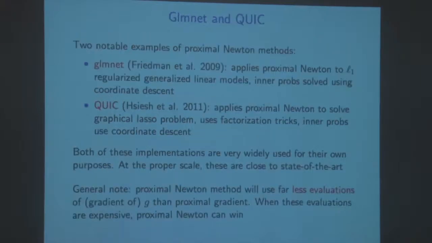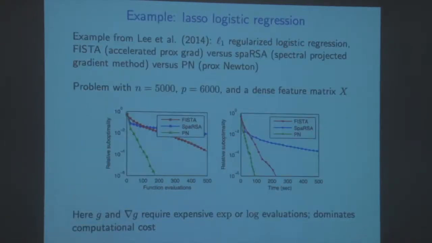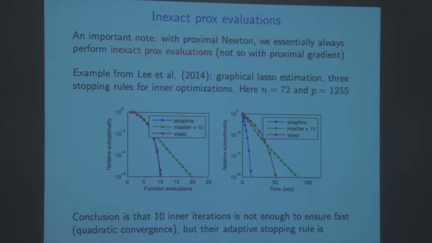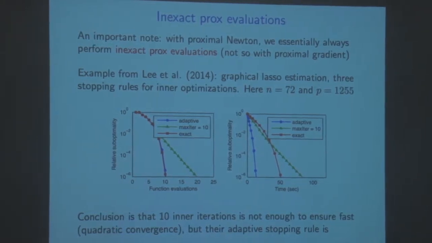I'm going to skip through the proof sketch, skip through GlimNet and Quick. Let me just tell you this, which is important. When you go to apply proximal Newton, unlike proximal gradient, your prox evaluations will almost always be inexact, right? Because the subproblem you're solving is not one that we have a direct form for. Unlike proximal gradient, where we typically figure out that the prox is soft thresholding, or it's truncation, or something simple. Here, the inner proxes, the inner iterations, require running an optimization procedure.